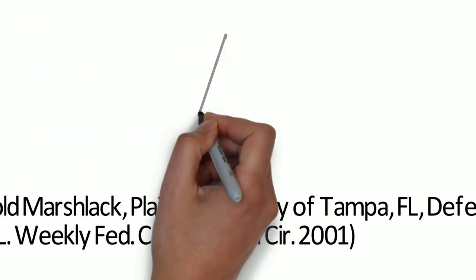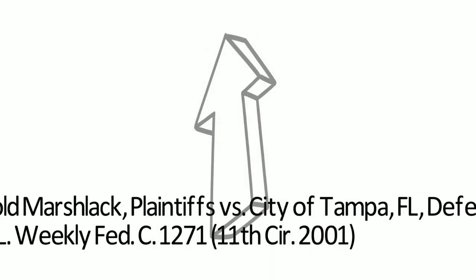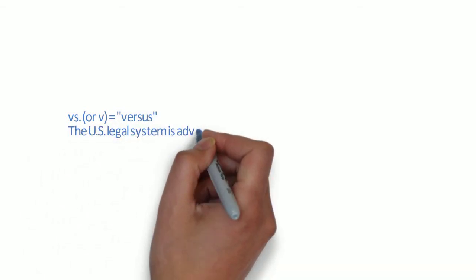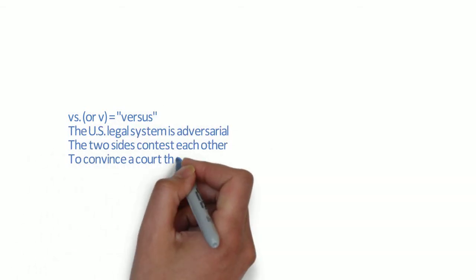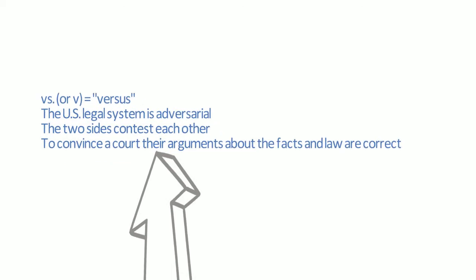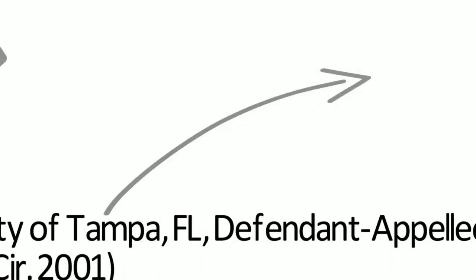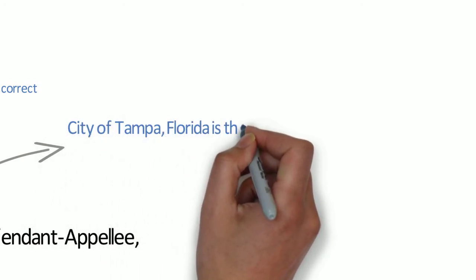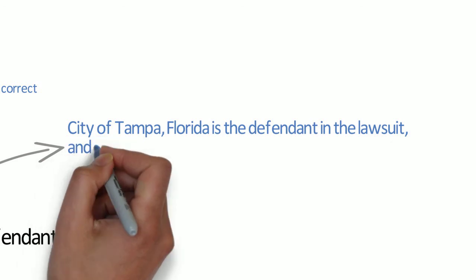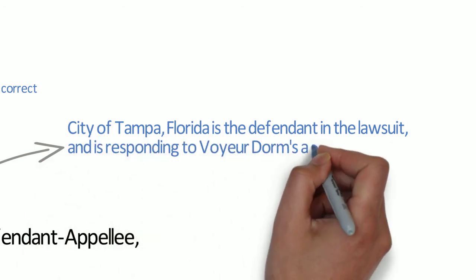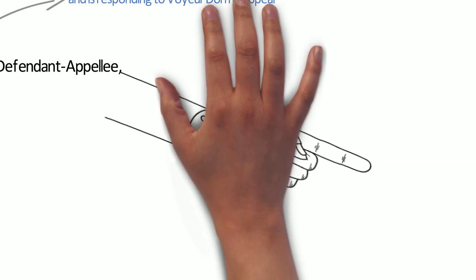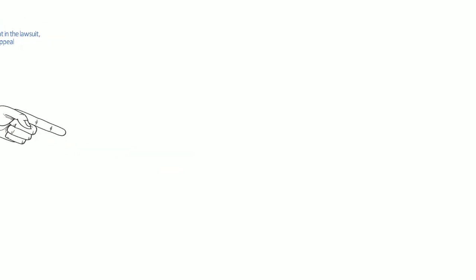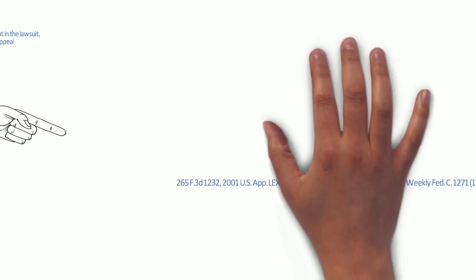The abbreviation VS, or V, stands for versus. The U.S. legal system is adversarial. The two sides contest each other to convince a court their arguments about the facts and law are correct. The second half of the case name tells us the City of Tampa, Florida is the defendant and is responding to Voyerdorm's appeal. The first part of the citation told us the names of the parties, their relationships to the original lawsuit, and the relationship to this appeal.